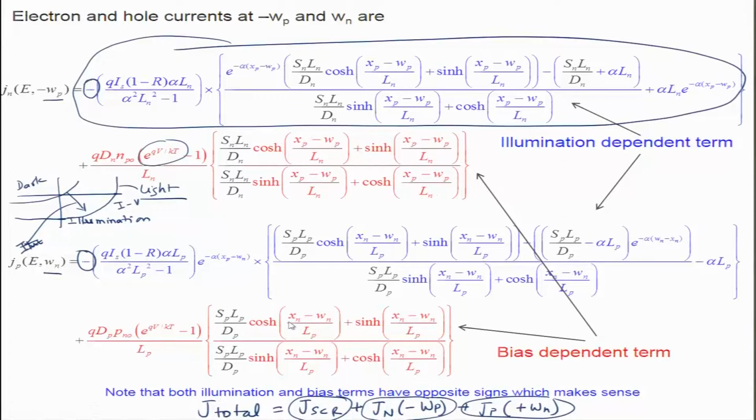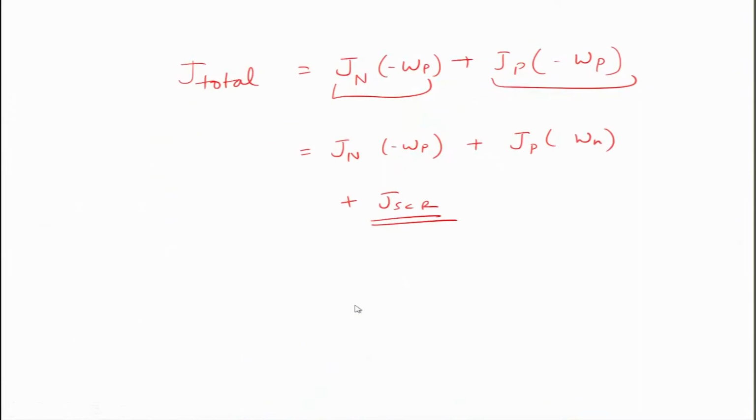Obviously, if you make the illumination equal to 0, it should take us back to the PN junction in dark. So, that should be doable. I will leave that to you as an exercise: what happens when you make the illumination equal to 0, then the PN junction should work like a PN junction in dark.